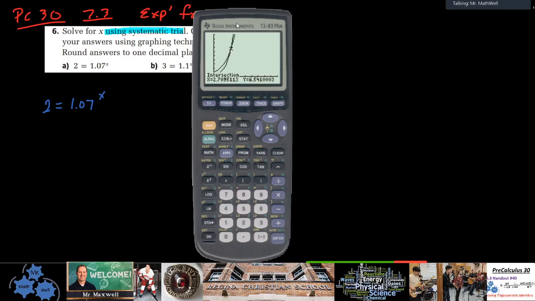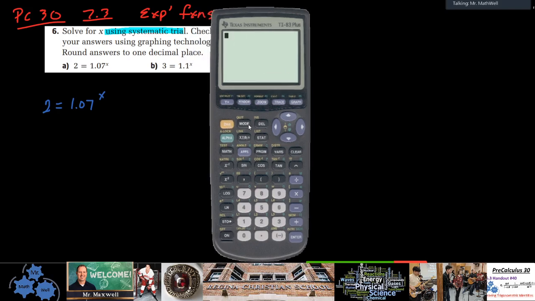So I'm just going to get the calculator out here, and let's do 1.07 to the power of 2. That gives us 1.1. That's nowhere near 2, so it's got to be more than 2. So what about 10? 1.07 to the power of 10. Let's see what that does. Okay, well that gets us quite a bit closer, doesn't it?